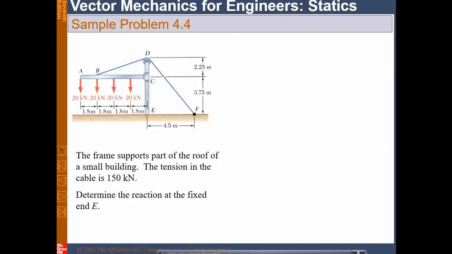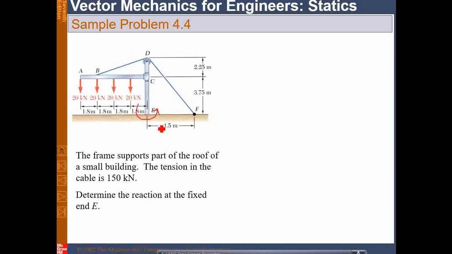Another sample problem where a frame support of the roof of a building is given. The tension in the building cable is somewhere 150 kilonewtons. Determine the reaction at the fixed end E. So this is the fixed end they are showing, and this type of support we have already seen. No horizontal movement, no vertical movement, and no rotation also.